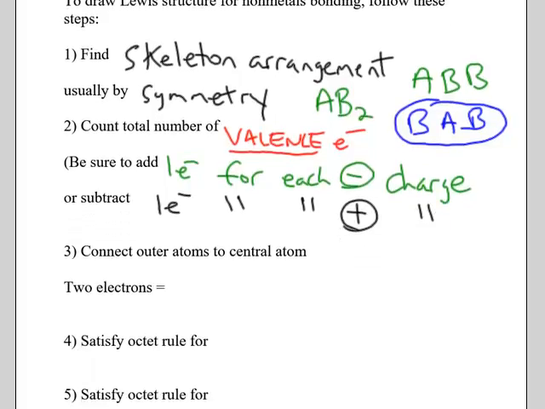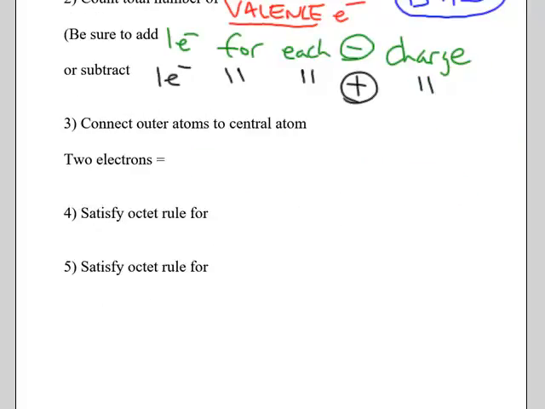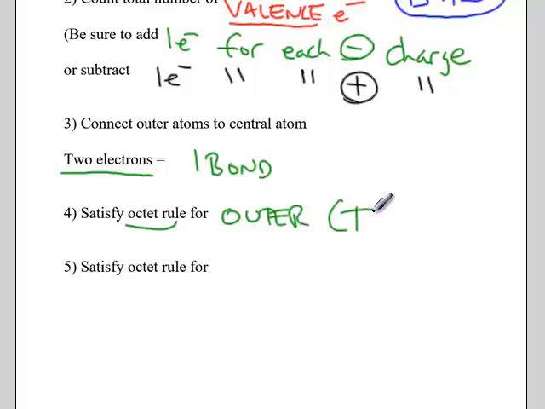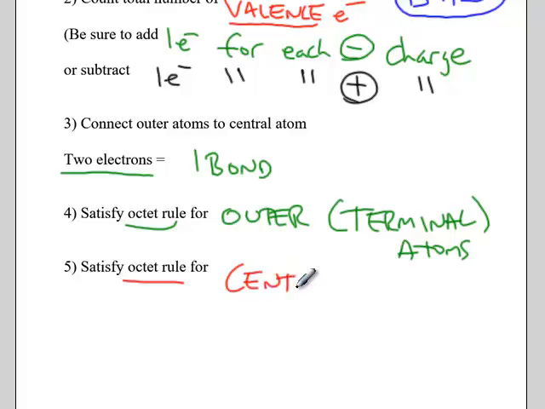Step 3, connect the outer atom to the central atom, and it requires 2 electrons to make one bond when we do that. Then we satisfy the octet rule for the outer atoms, which are also called terminal atoms. And then step 5, satisfy that octet rule for the central atom.